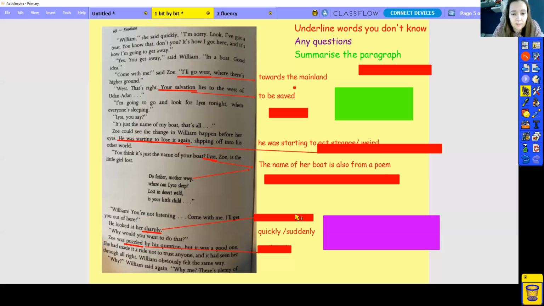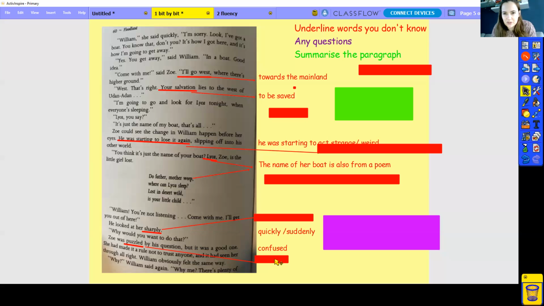Zoe was puzzled by his question. So puzzled means confused. But it was a good one. She'd made it a rule not to trust anyone, and it had seen her through all right. And William obviously felt the same way. Why? William said again. Why me? There's plenty of people. So we know Zoe didn't even trust her friend Nicole on the island. She didn't trust her with the boat, didn't trust her to take her with her at all. And then in the end, she felt like she'd been proven right because her friend was the one that told everyone about the boat, and then she got chased off off Norwich, didn't she? So Zoe very much feels like she's right not to trust people, and she hasn't trusted people since her parents left.